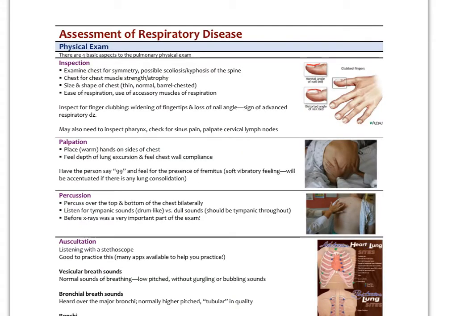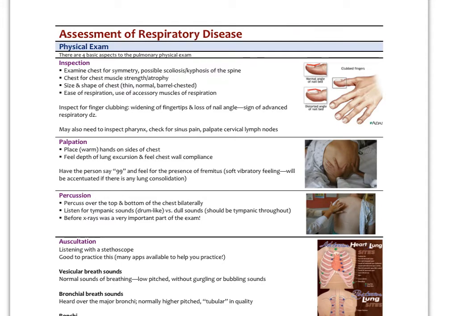So let me say a few more words about the lung physical exam. There are 4 basic aspects. The first is inspection. For most of our patients, we're going to look at the chest for symmetry, any sort of scoliosis or kyphosis of the spine.